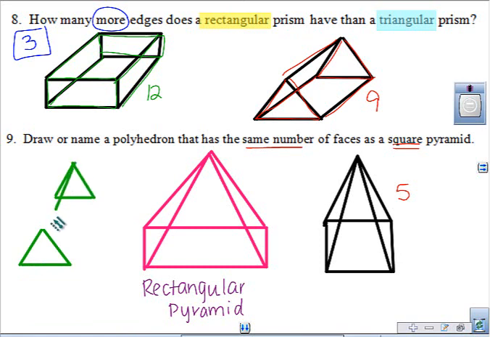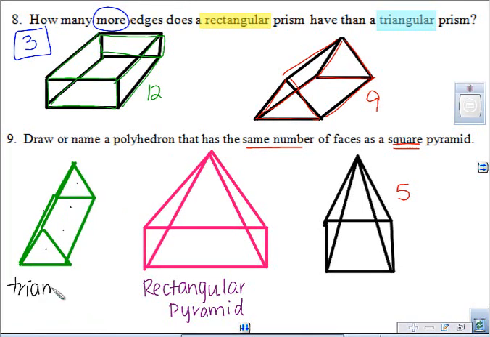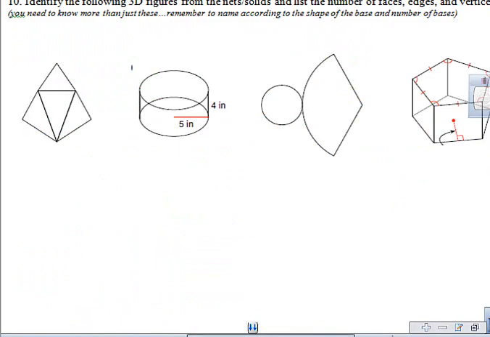If I have a triangular prism, that wasn't the best drawing, but I hope you get the idea. You have the 2 bases plus the left and the right and the bottom side. So that is a total of 5. So that could be another possible answer: triangular prism. So either of these pictures or words would be the correct answer for number 9.